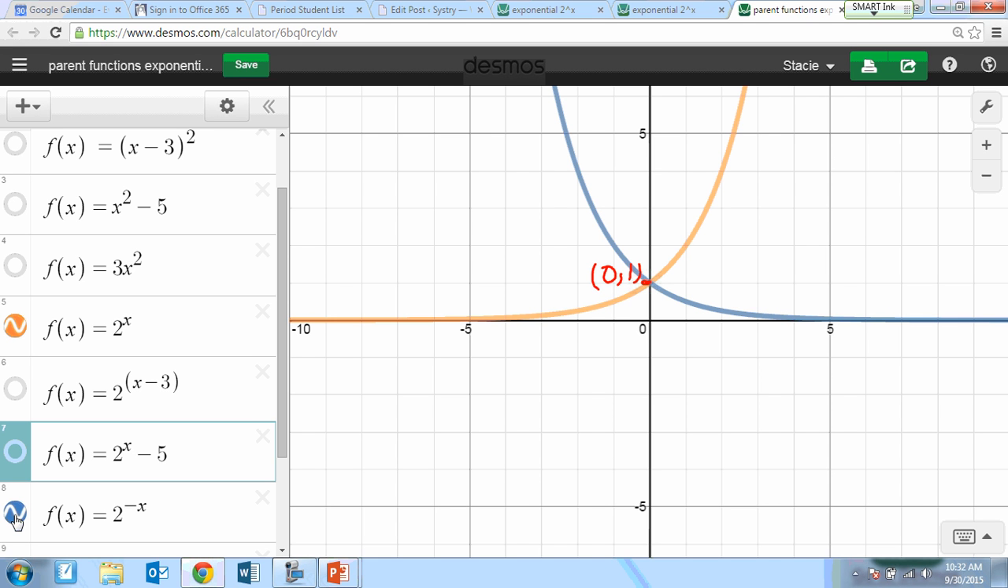0, 1 will still be there. But when we were at 1, 2, this will be negative 1, 2. When we were at 2, 4, it will be negative 2, 4. Okay? We cool with that? All right.